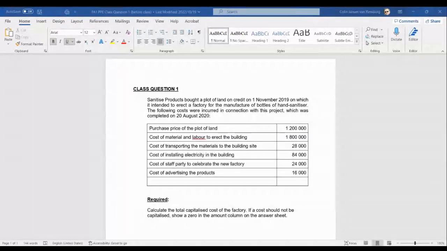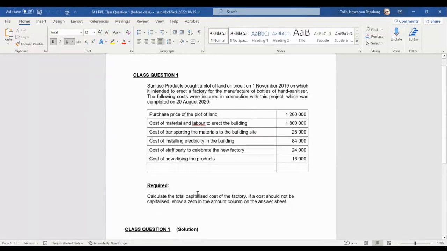So let us first of all, like we normally do, see what is required of us, and then we go through the question. They say here, required, calculate the total capitalized cost of the factory. If a cost should not be capitalized, in other words, if it must be written off as an expense, show a zero in the amount column on the answer sheet.